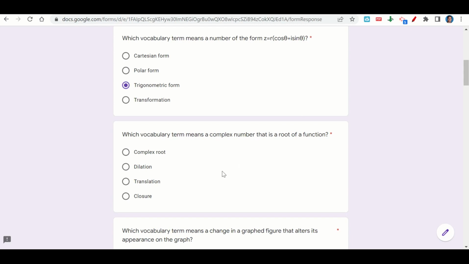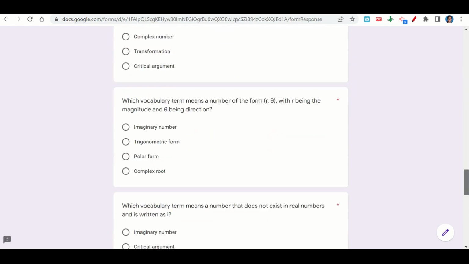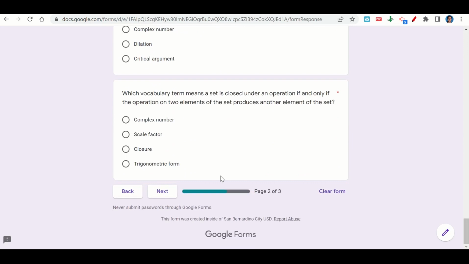It says, which vocabulary term means a complex number that is a root of a function? We call that a complex root, so we're going to click on that one. And we're going to continue to answer all these questions until we get to the end. Once we get to the end, we're going to go ahead and click Next. This will take you to your Before You Go. Go ahead and fill out your Before You Go and then submit your work on Google Classroom.